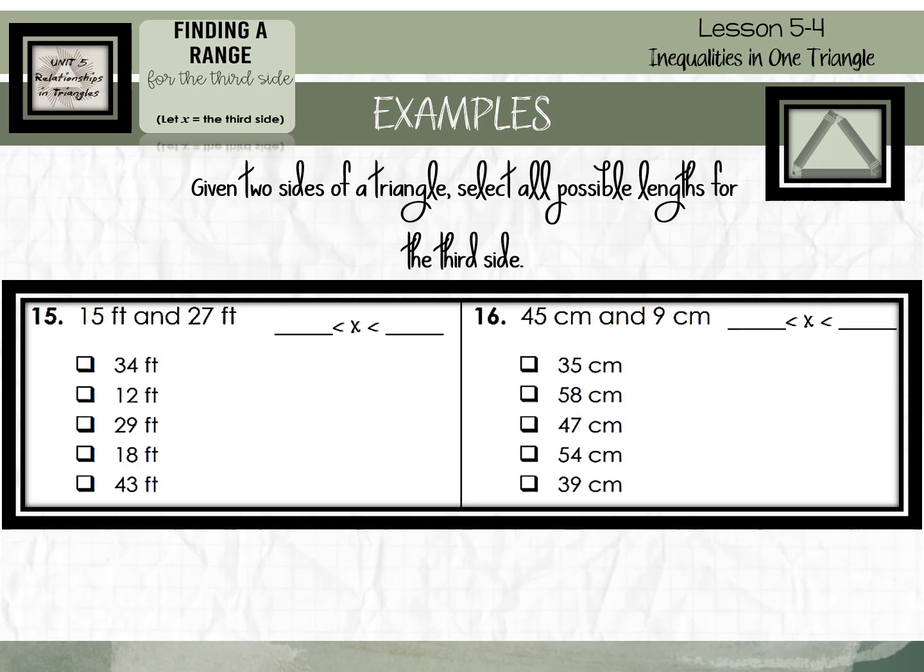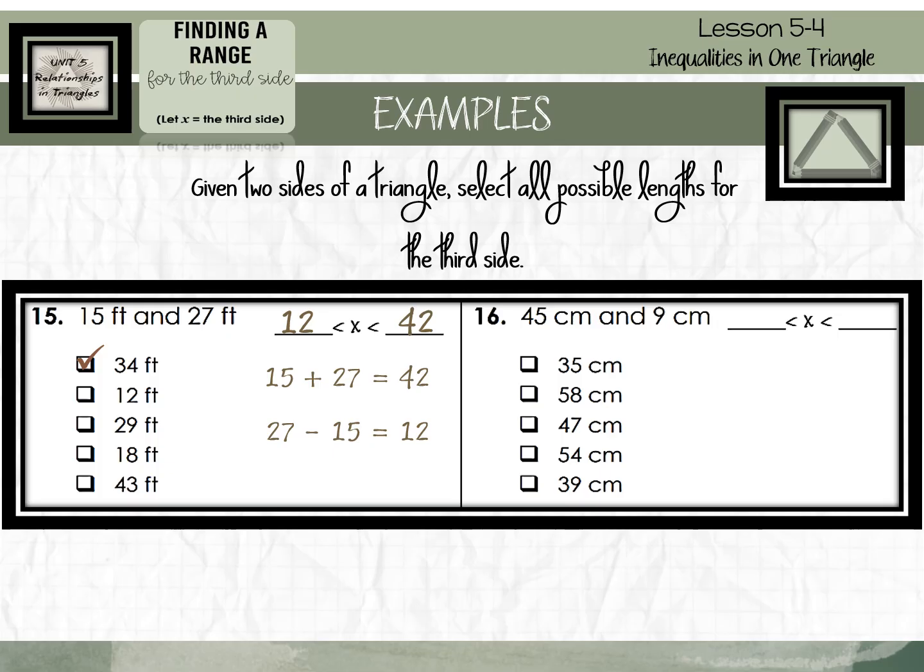Do it again, slightly different. Given two sides of a triangle, select all possible lengths. So let's get our inequality first. I add them first, 42. Subtract them, we get 12. Anything between those, not including either one, but between them.